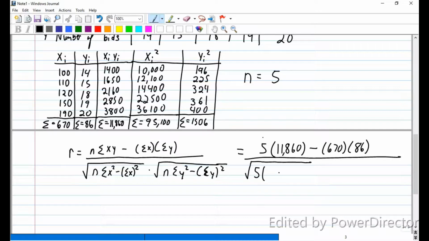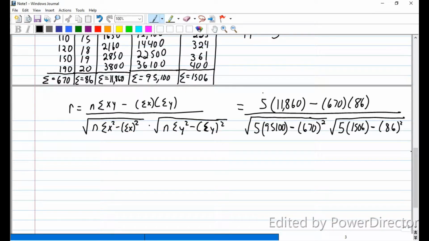5 times the sum of x squared, which is 95,100, minus the sum of x, which was 670, and then you have to square that, times the square root of n again, 5 times the sum of y squared. What's the sum of my y squared? 1,506, minus the sum of y squared. So the sum of y was 86. That's 86 squared.